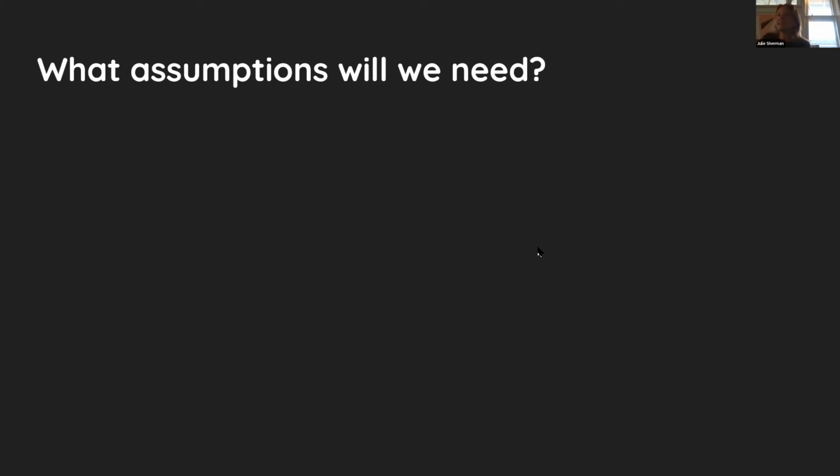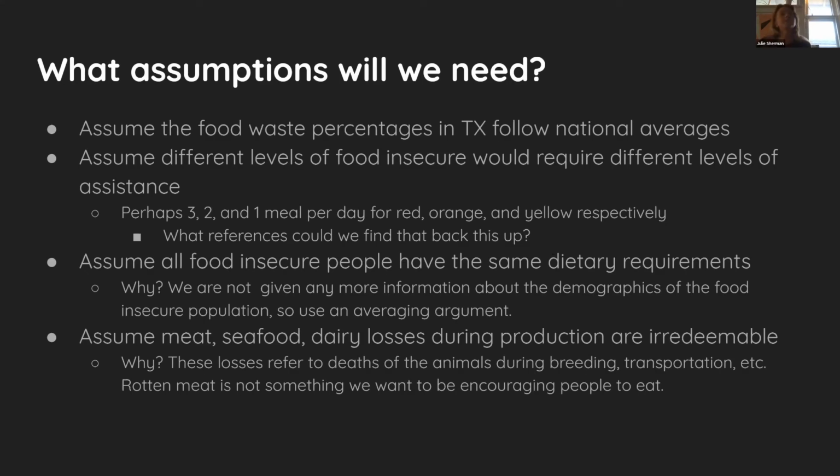Let's see. What else did I have? Okay, so the first one was that the food waste percentages in Texas follow the national average. And I think that is, again, fair because we're given data, as you remember, on North American loss, rather than particular to Texas. Rather than wasting a lot of time digging into Texas data, since our model should be broadly applicable, we just go ahead with the North American data.